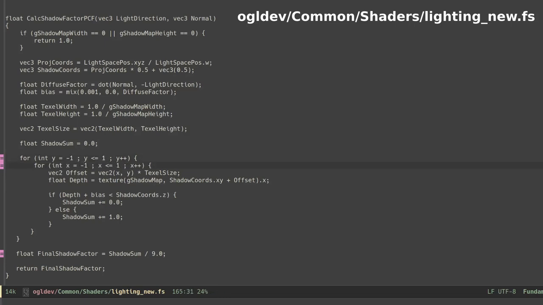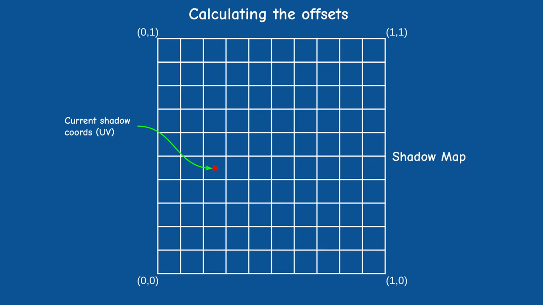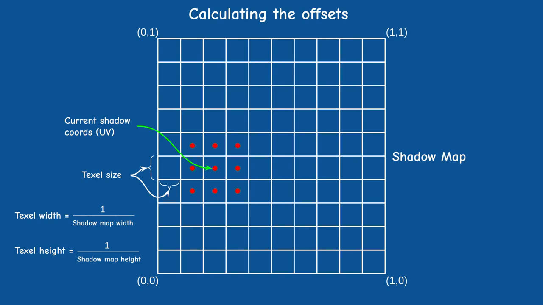In the body of the loop, we generate a vector, which will be used to offset the projected light space coordinates into the other pixels of the filter. Now let's think about it for a second. The coordinates that are used to sample the shadow map are in the range of 0 to 1. We want to move these coordinates one pixel to the left, right, top, bottom, and any combination of these directions. So we need the size of the texel in order to step inside the shadow map. This is very simple. We just need to divide the length of texture space, which is always 1, by the width and height of the shadow map. This will provide the size of the texel on the U and V axes, respectively.